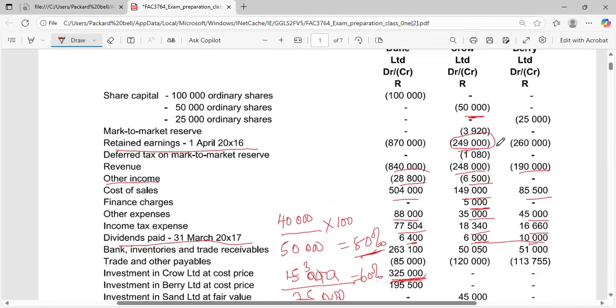But in our case, what are we going to have here? 349 at acquisition. We have 349,000 at acquisition. Then since acquisition to the beginning of the current year, we have 249,000. Are we going to share a profit or are we going to share a loss here?